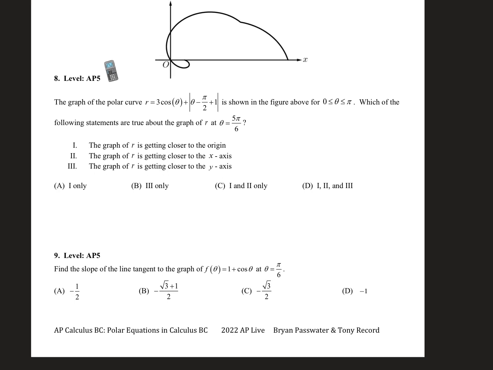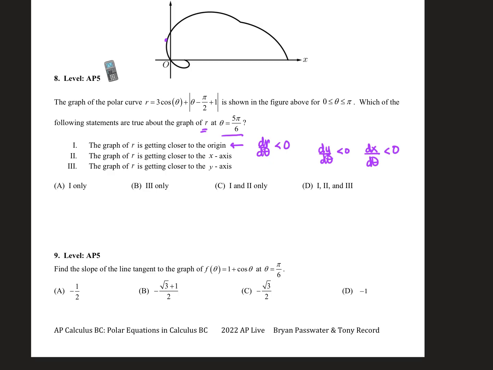All right, so you have the graph of the polar curve above, and it wants to know which of the following statements are true for r at this value of theta. So they want to know if r is getting closer to the origin. Well, if it's getting closer to the origin, then we know dr d theta has to be less than 0. If it's getting closer to the x-axis, then we know that dy d theta has got to be less than 0 because we're over here at 5 pi over 6. And if we're getting closer to the y-axis, then we know dx d theta has got to be less than 0.